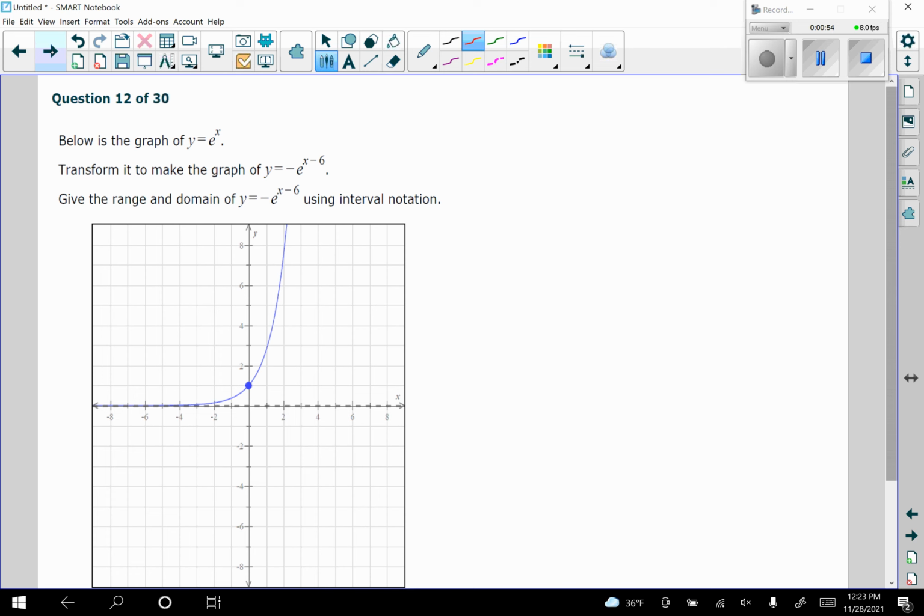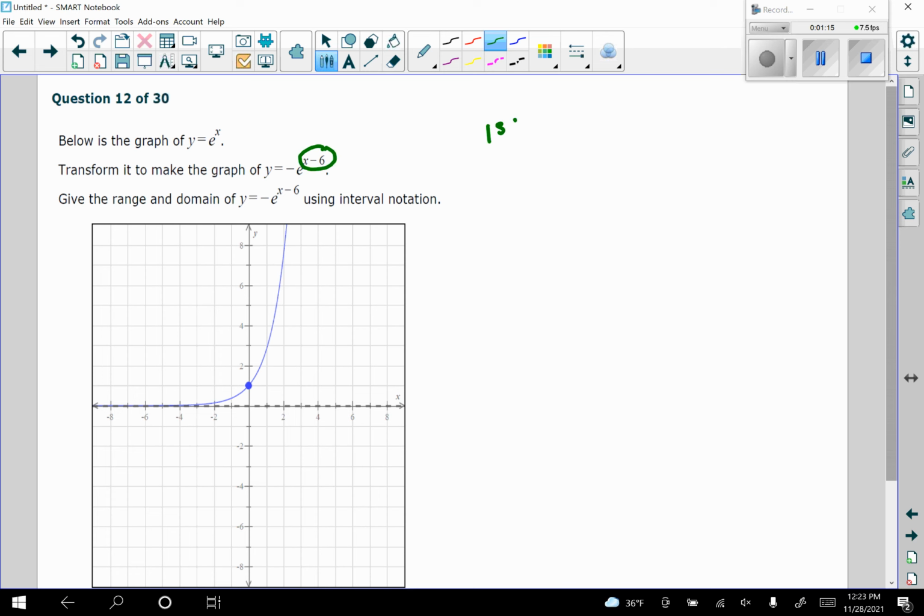All right, for question 12, what's nice is we're given the graph of y equals e to the x right here. We want to transform it first to make the graph of y equals negative e to the x minus 6. And then we also want to give the range and domain of this. So what we need to first do is take a look at the exponent here.